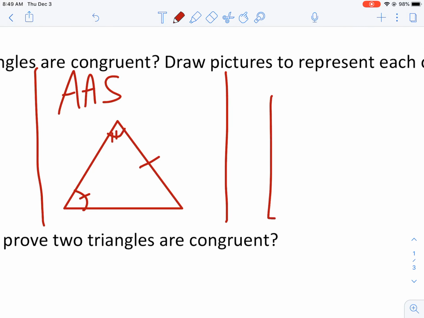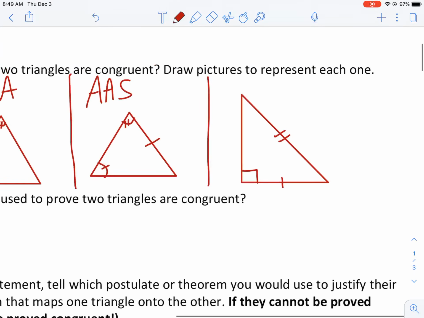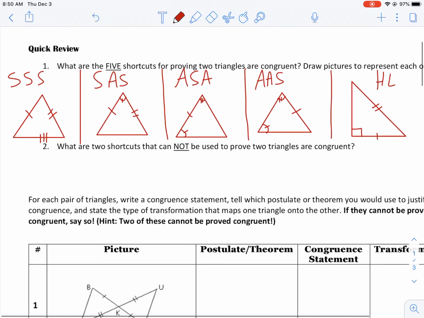And then the last one is hypotenuse leg. Hypotenuse leg is only for right triangles. We have one of the legs, and then we have the hypotenuse. So those are the 5 things that we have.